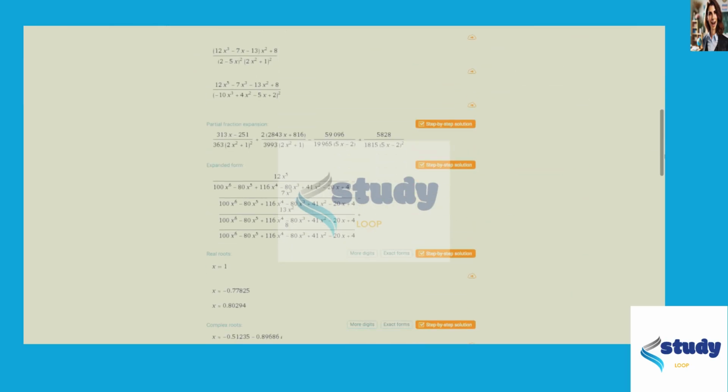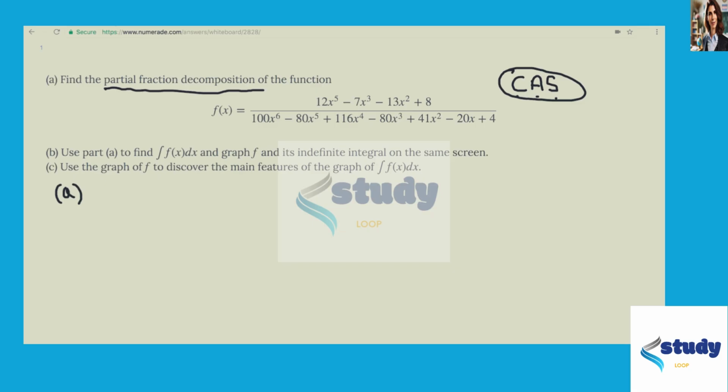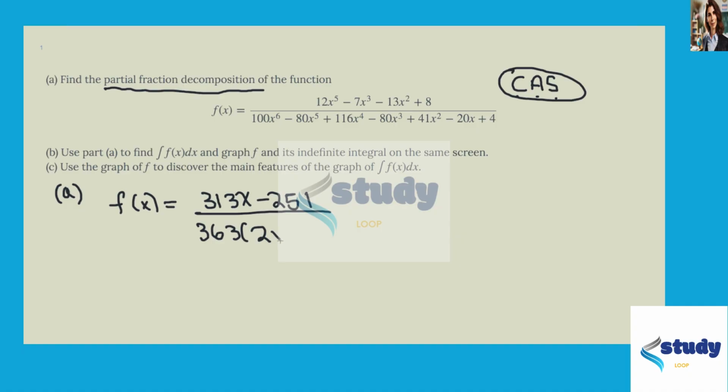Now if I scroll down, I see the partial fraction decomposition. This is what we'll use for our part A, so I'll go ahead and write this down. So f of x, partial fraction given by Wolfram. And then the next term.